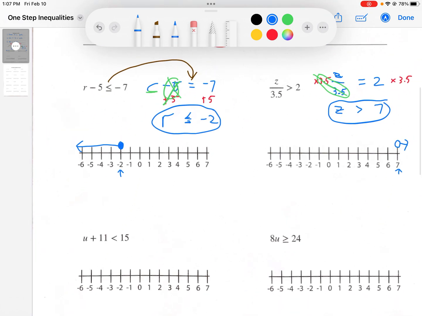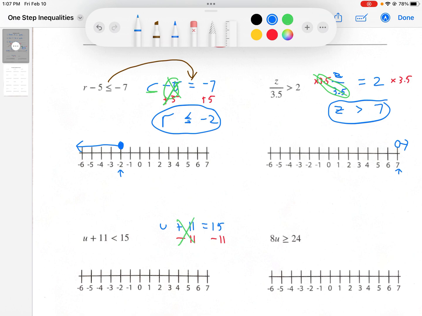Next one, and I'll zoom out so we can just see all of these together. U plus 11 is less than 15. If I treat this like an equation, make it equals 15 instead of is less than 15. If I want to solve it like an equation, I have my variable. We're adding 11. I get rid of adding with subtraction. Minus 11, minus 11.